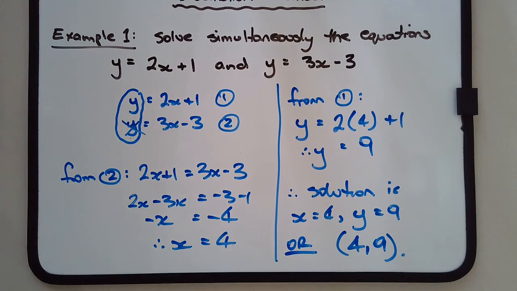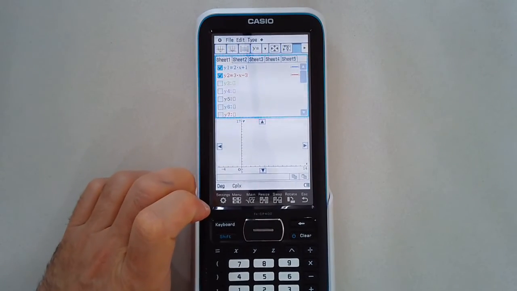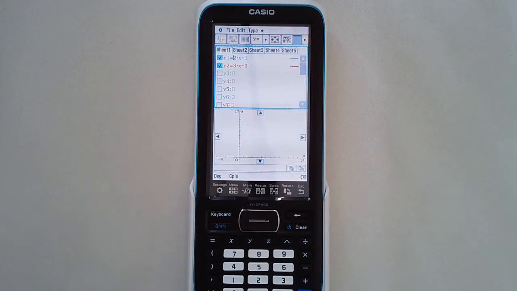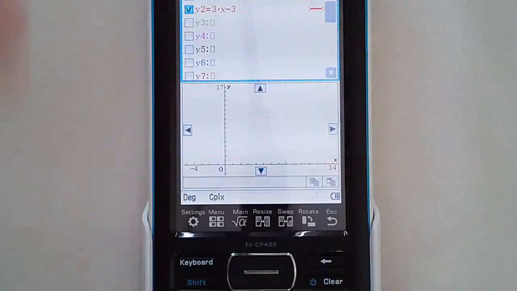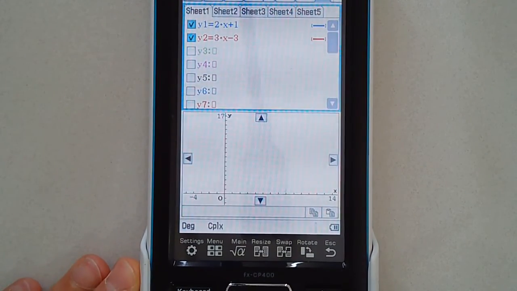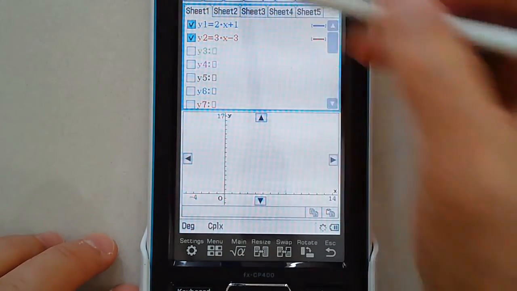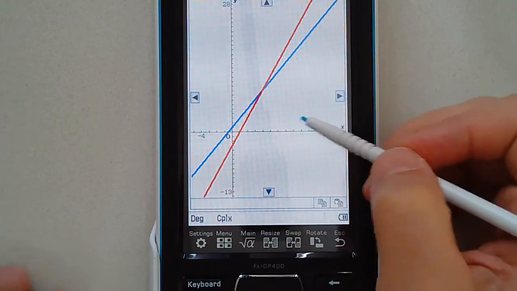Now, just before I end this video, one thing that I haven't talked about yet is the graphical solution of this. So I might just use a graphing calculator to show you graphically what this looks like, sketching both of these equations. Maybe I'll just zoom in there. I've already set up the two equations, 2x plus 1 and 3x minus 3. I might just graph those two. And I'll just resize it to make it a little bit bigger.